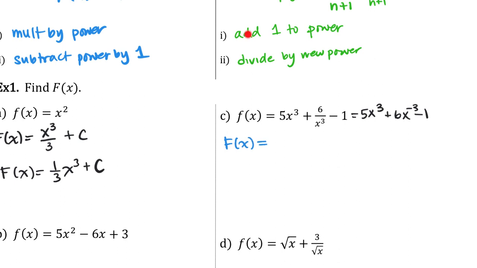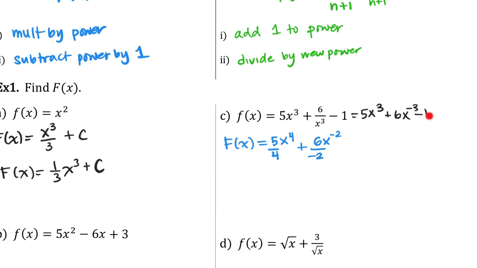So I'm going to add 1 to the power and divide by the new power. If I add 1 to the power, that is x to the fourth. I'm going to divide by the new power, which is a 4. All right, let me go to the next one. I'm going to add 1 to the power. So this was negative 3. I'm going to make it negative 2. I'm going to divide by the new power, which is negative 2.